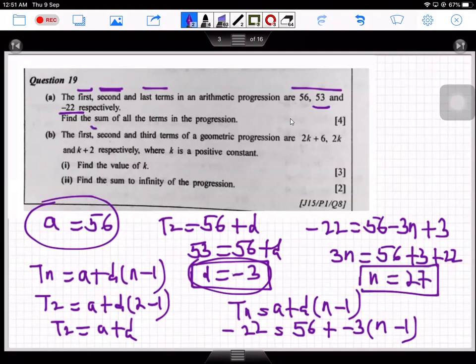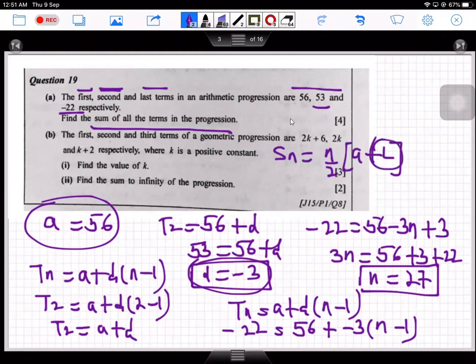Now we need to find the sum of all the terms in this progression. So the formula is Sn is equal to n upon 2 multiplied by a plus l. Because we are using this formula. Why? Because we actually know the last term of this arithmetic progression. So the sum of these 27 terms is supposed to be 27 over 2. Okay, I'm just erasing this working below.